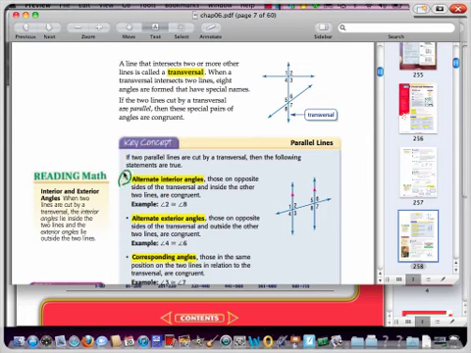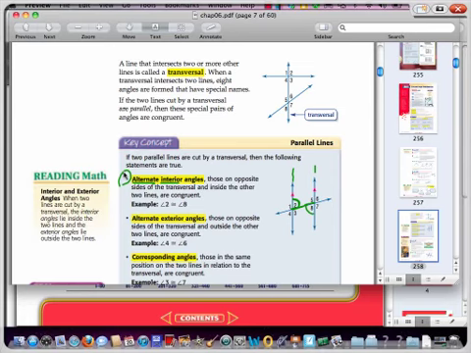Alternate interior angles are ones, now let's think about this. Alternate would be the opposite, interior, the inside. So we're looking for ones that are opposite but inside. So 2 and 8 are known as alternate interior angles. They are inside these parallel lines, so they're inside here, and they're opposite, they're alternate. They're on other sides of this line. So 2 and 8.